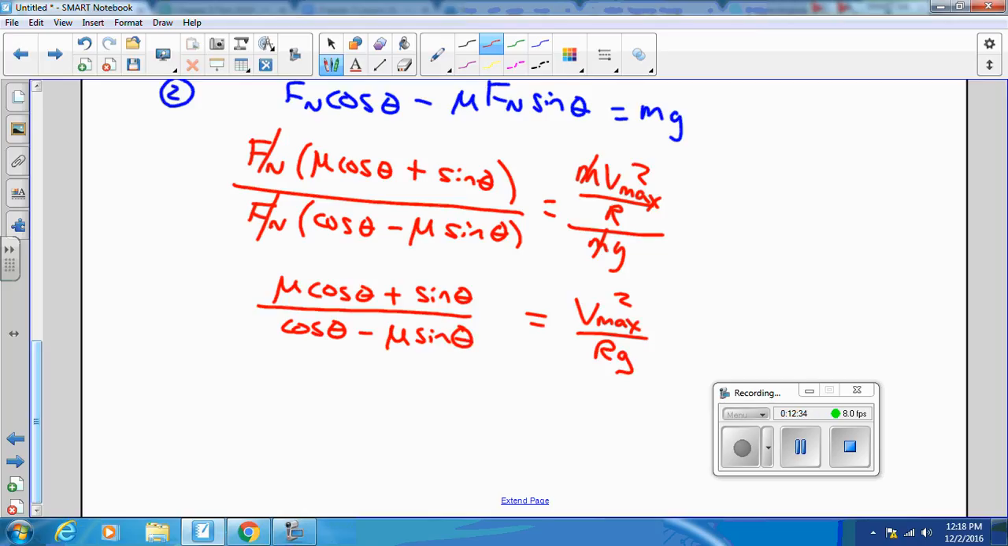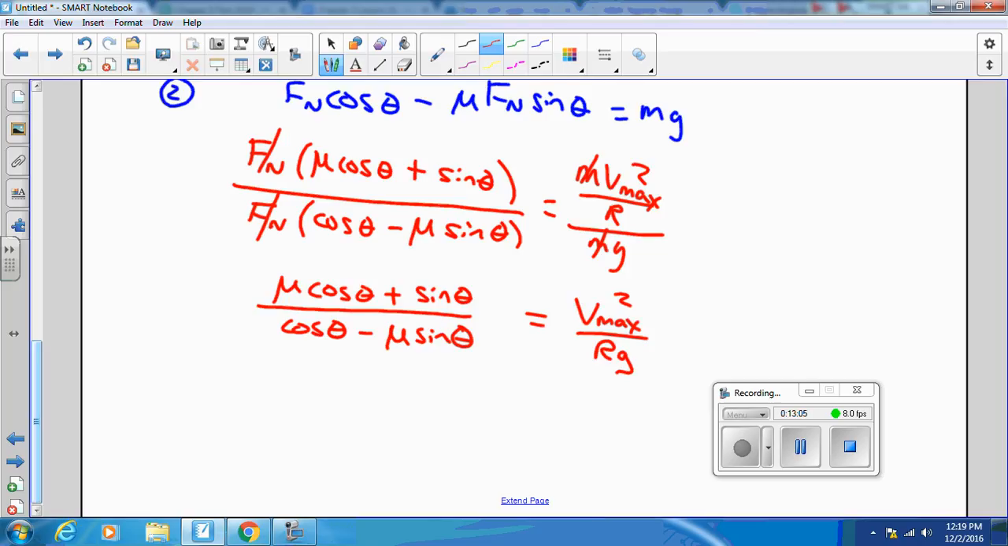And there it is. Now, is this my answer? Well, unfortunately, almost. The reason for the almost is that I have not yet arrived at a Vmax in terms of V0. I have a Vmax in terms of theta. So somehow I'm going to have to come back and replace that. We're going to tackle that tomorrow.